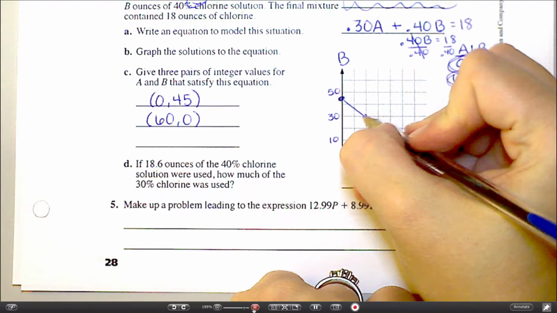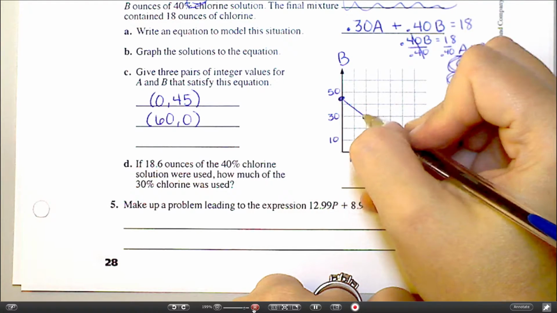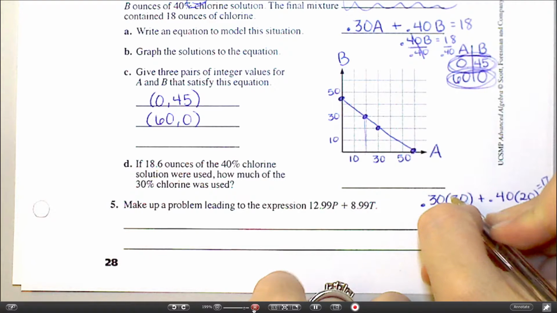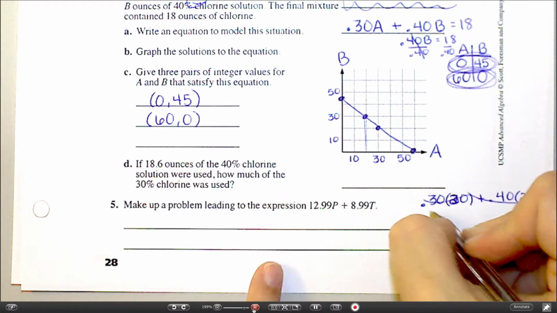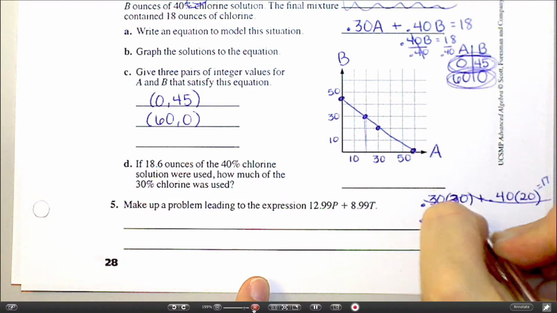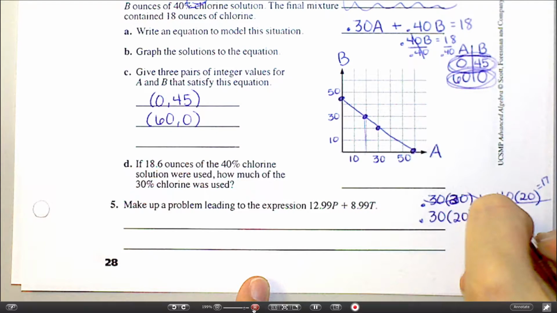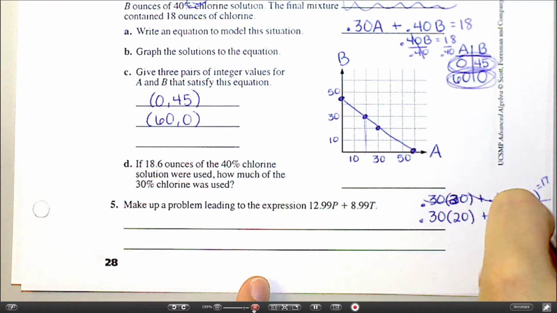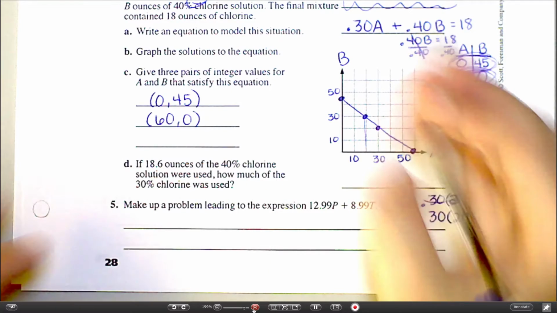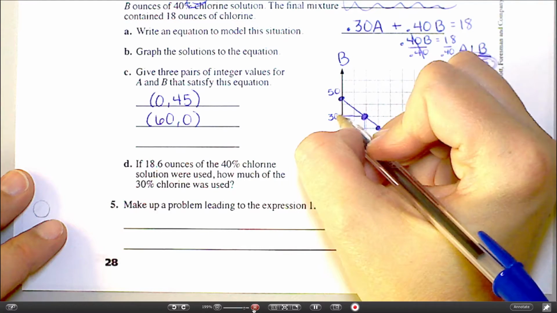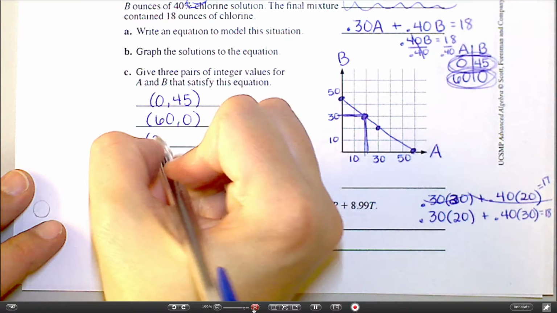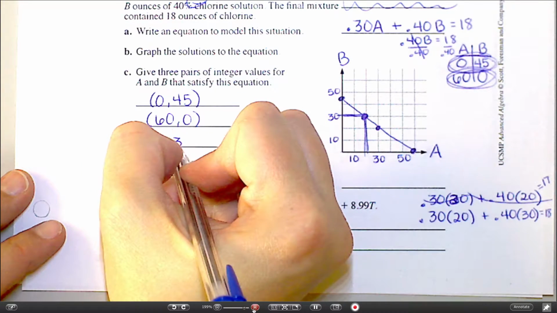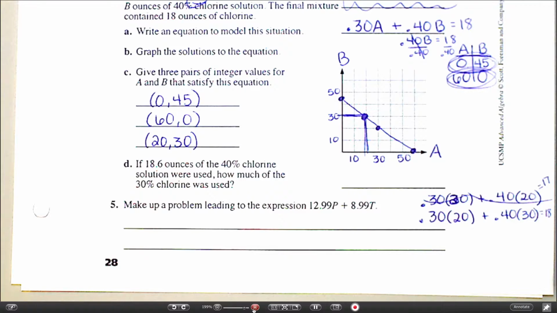Are you looking at this one? Yeah. So, oh, I see. That's a 20 and a 30 also. Yep. So if you made this a 20 and this a 30, oh, I should just rewrite it. 0.30 times 20 plus 0.40 times 30. I think that one does work. Okay. So this point right here represents a pair of 20 and 30. So that's another pair.